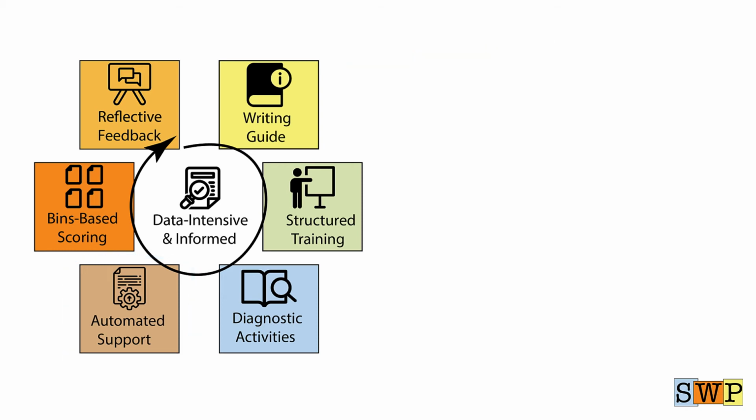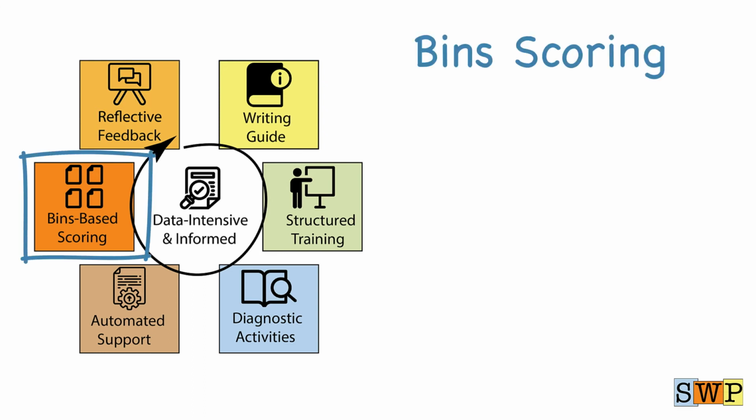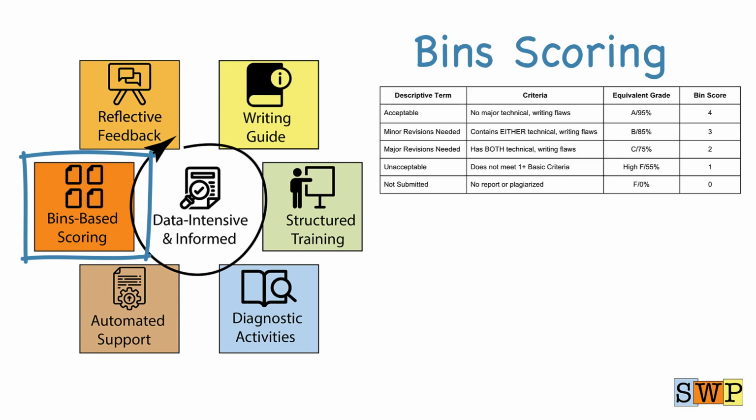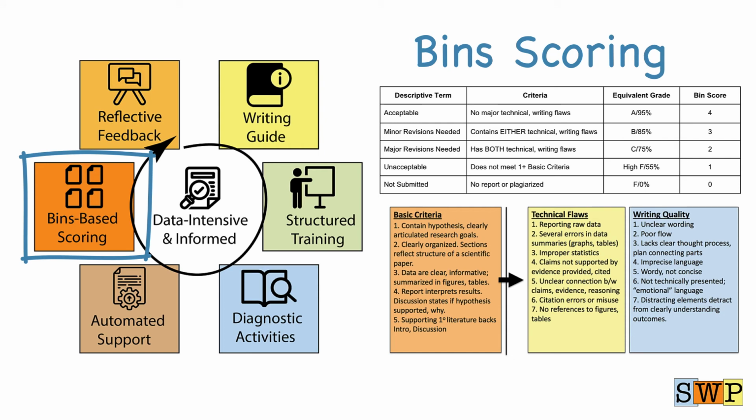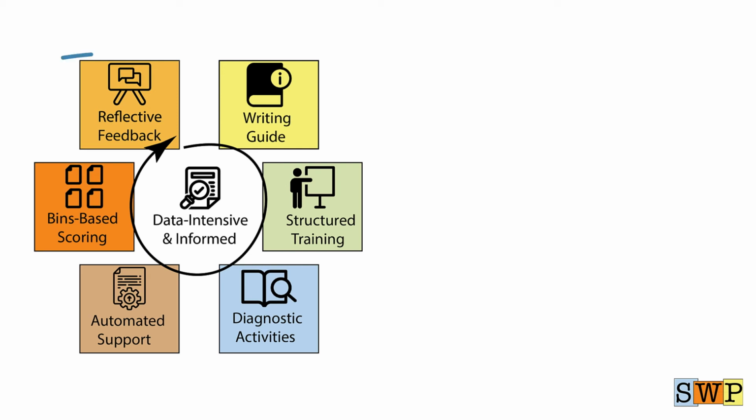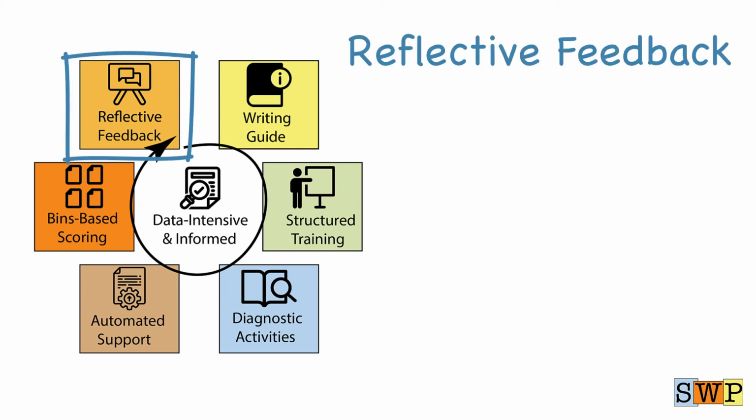Our 6 elements model also uses bins-based scoring rather than points-based rubrics. Student writing is given a score of 0 to 4 corresponding to a general description of its overall quality, not a points-based rubric. Each score is based on binary requirements that are either present or absent, so different instructors can't deduct different numbers of points for the same errors. We have 5 basic criteria that must be present for a student to earn a minimum acceptable score. Students can earn higher scores if their work does not contain either writing and logic flaws or technical flaws. Regardless of the score earned, students get reflective, coaching-oriented feedback on what can be improved.